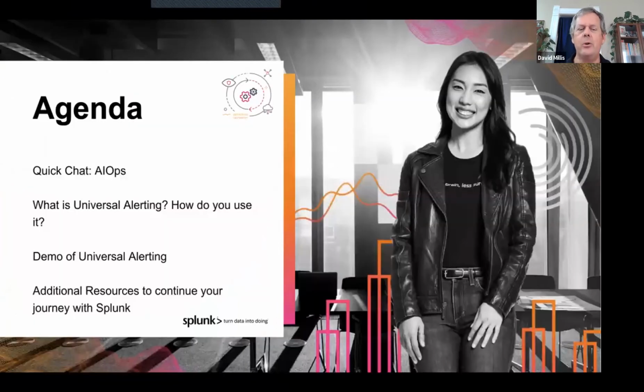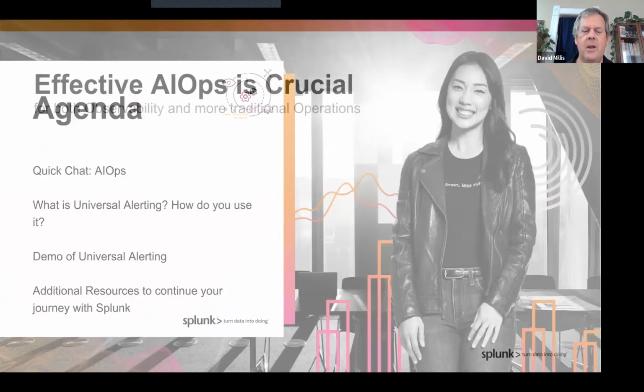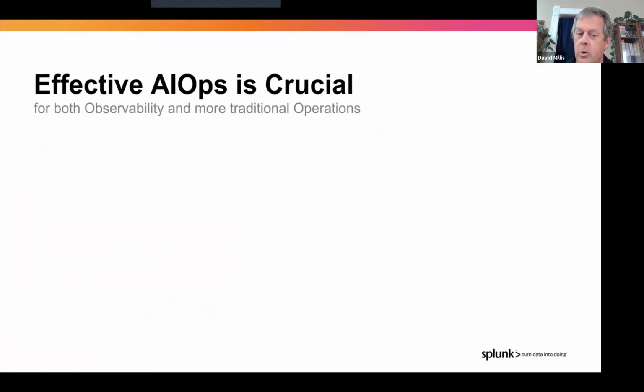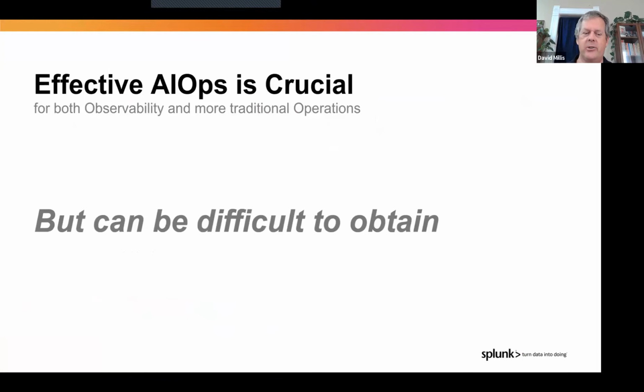I'm going to tell you about universal alerting and how it can help you in your AIOps journey. And then I'll show you how it works. AIOps, the new way of handling monitoring and alerting, is critical for both observability and traditional IT operations, but it can be difficult to put together sometimes.